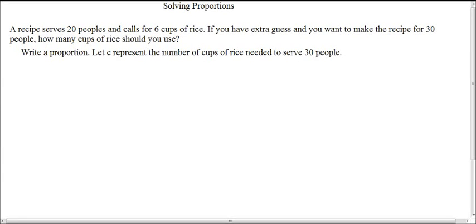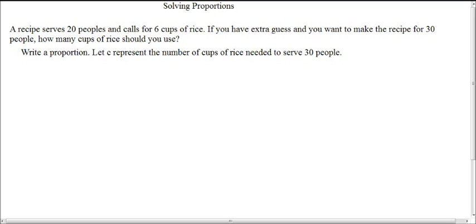Okay, let's take one more look at this proportion thing that we're trying to solve. Let's think about a recipe. You're cooking for a party or a family outing, and you have a recipe that serves 20 people and calls for 6 cups of rice. But you have extra guests, and you want to make the recipe for 30 people instead of 20. So we need to know how many cups of rice we should use.